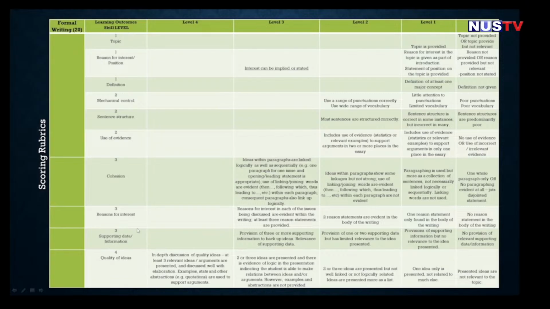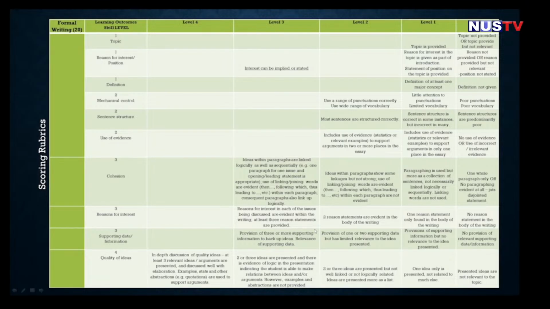Okay, moving on to the last skill level 3, which is supporting data or information. Now this part is very similar to our use of evidence in skill level 2, but for the use of evidence in skill level 2, we are looking at the essay as a whole, but for this part we are looking at how much information, how much supporting data that you provide to support your paragraphs or your points, each of your points.